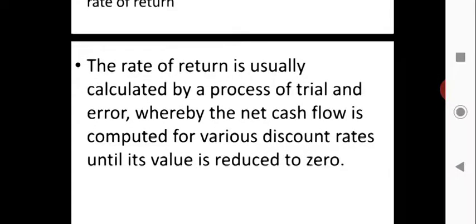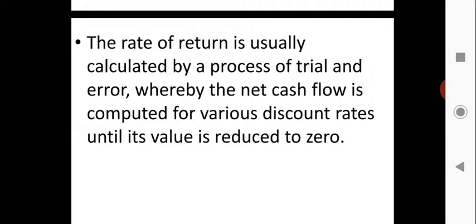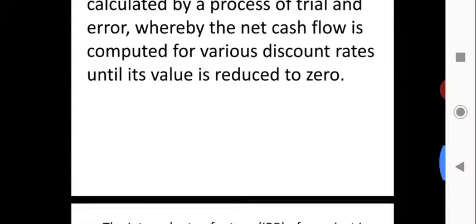The rate of return is usually calculated by a process of trial and error, whereby the net cash flow is computed for various discount rates until its value is reduced to 0. അതാണ് ഞാൻ പറഞ്ഞില്ലേ, വേരിയസ് ഡിസ്കൗണ്ട് റേറ്റിൽ അത് കാൽക്കുലേറ്റ് ചെയ്യണം, അത് 0 ആവുന്നവരെ.